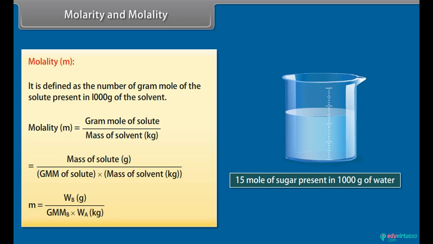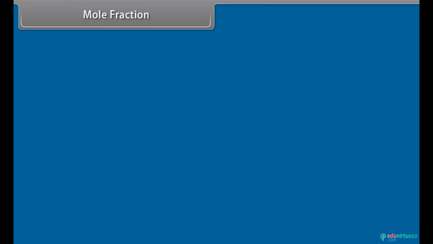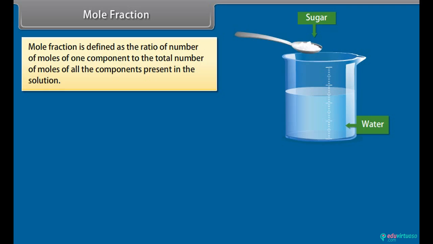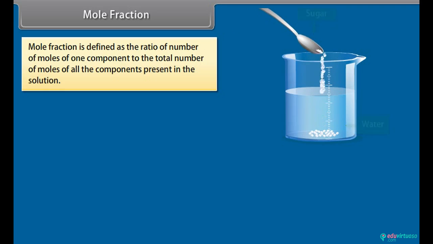A solution containing 1 mole of solute per 1000 gram of solvent has molality equal to 1 and is called a molal solution. Mole fraction. Mole fraction is defined as the ratio of number of moles of one component to the total number of moles of all the components present in the solution. It is denoted by X.